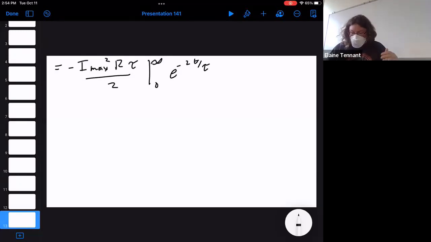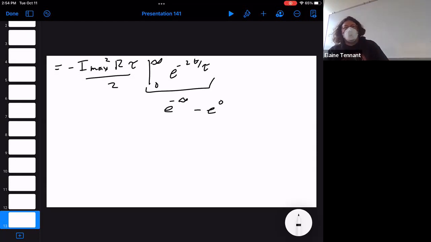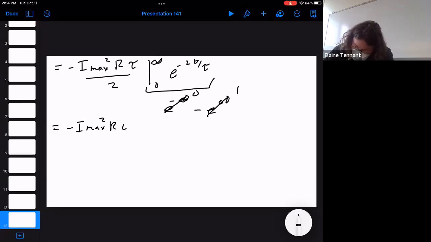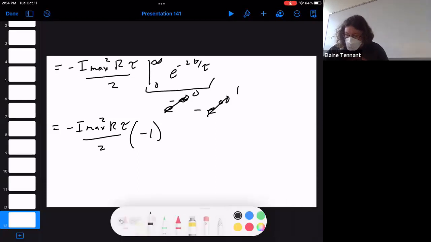Let's evaluate this. I have e to the negative infinity minus e to the negative 0. What's e to the negative infinity? Nope, 0. Excellent. So that's 0. What's e to the 0? Just 1. That is convenient. These were nice limits. So I have negative 1 like that. My minus signs cancel, which is great.